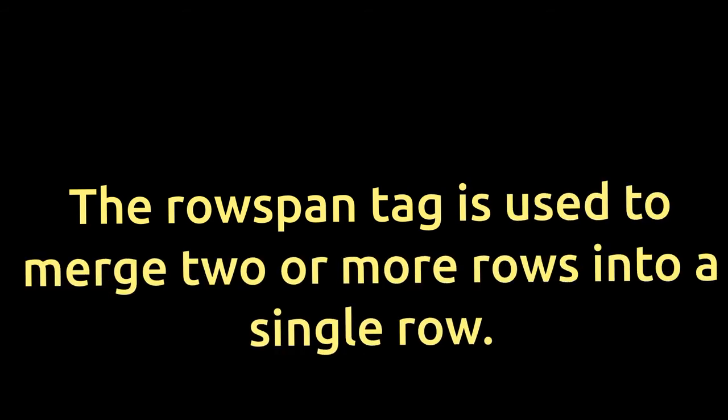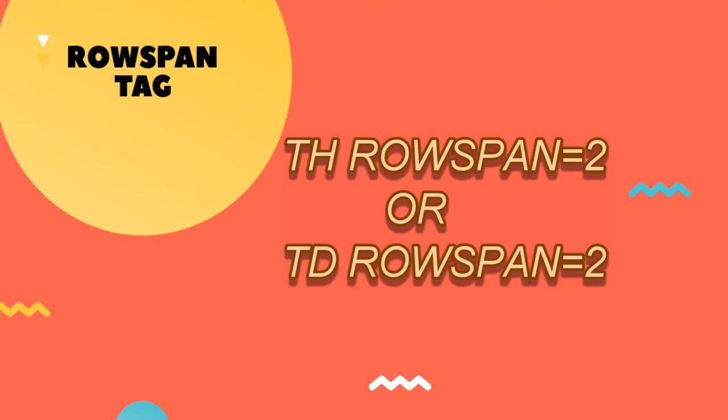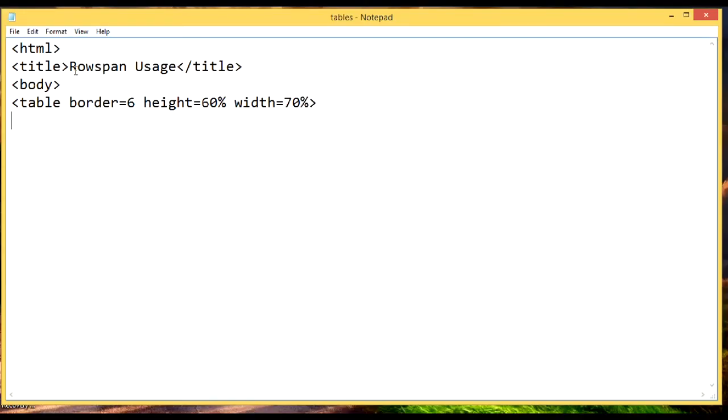The next attribute that is available for the td and th tags is the rowspan attribute. Whenever I talk about the rowspan attribute, it is used to merge 2 or more rows into a single row. In the previous case, the columns were being merged into a single cell. In this case, 2 rows will be merged into a single row.